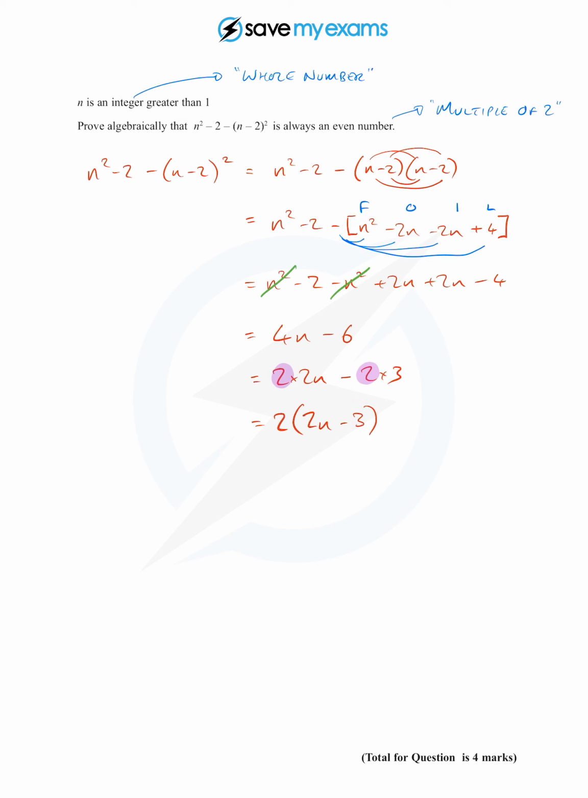And then we can say this has a factor of 2. Okay, that's the one out the front. And so is an even number. And without it being scary at all, we've done it. Well done us.